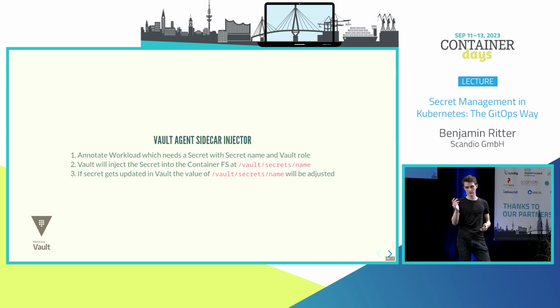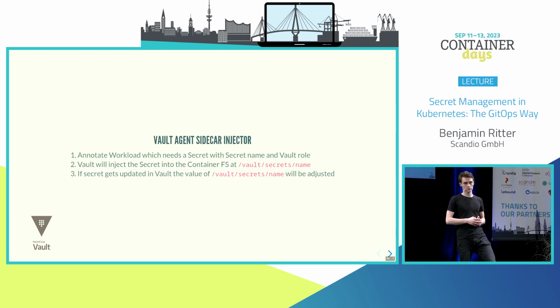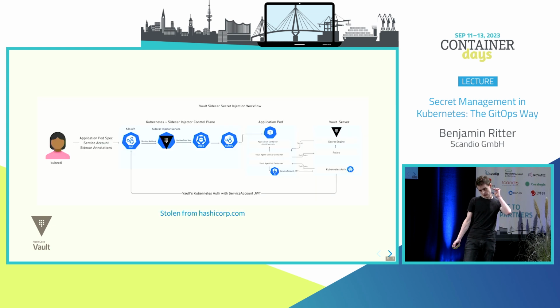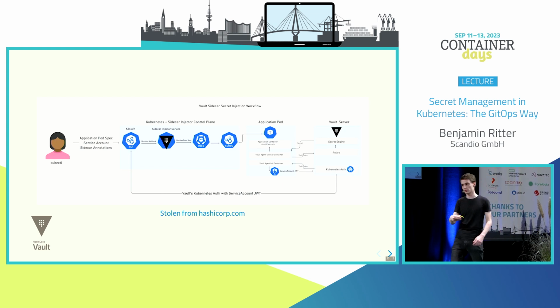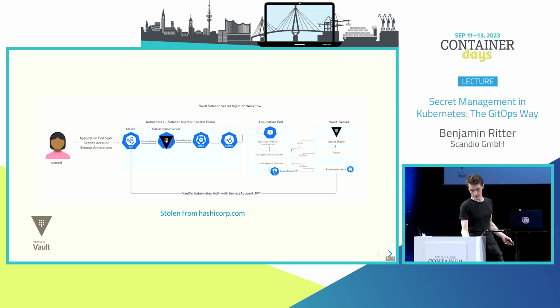Vault, this is the Vault agent sidecar injector. This is something to do with HashiCorp Vault specifically. You annotate your pods, and it will get the secrets mounted into the pod. The thing that it does a little bit differently is it uses service accounts, and you can authenticate with Vault via Kubernetes service accounts. So there's a little bit tighter permission management there.